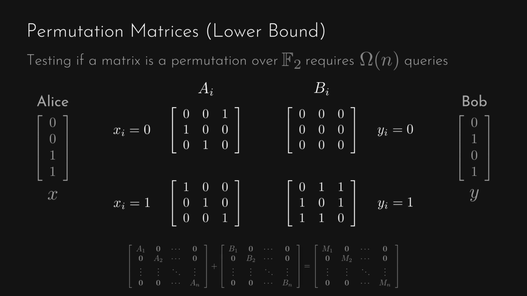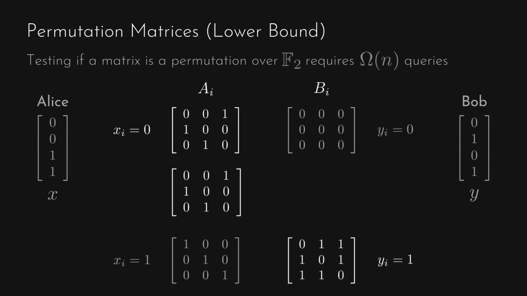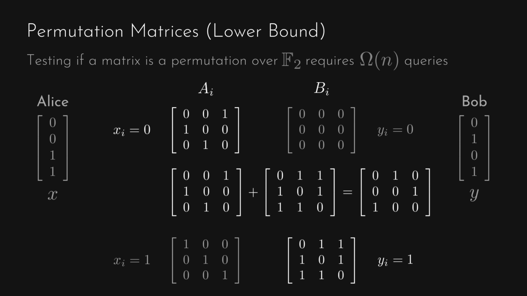And we can directly check that the sum of their matrices over F2 is a permutation if and only if the strings are disjoint. For example, if Alice has a 0 and Bob has a 1, then the sum is this matrix, which is still a permutation. Over F2, 1 plus 1 is 0, so that's why we get that matrix. I'll let you check the same thing for the other pairs 0, 0, and 1, 0.